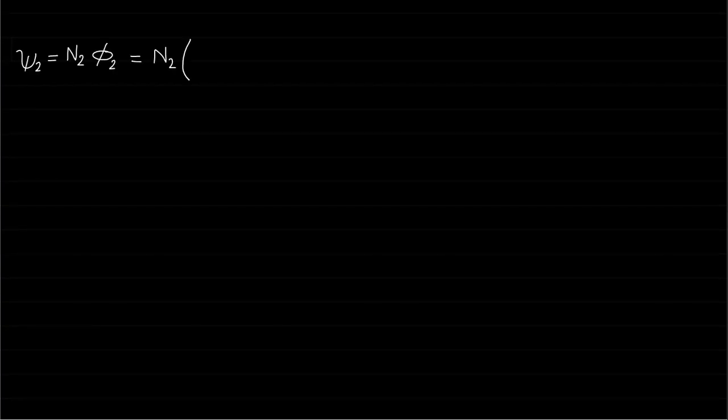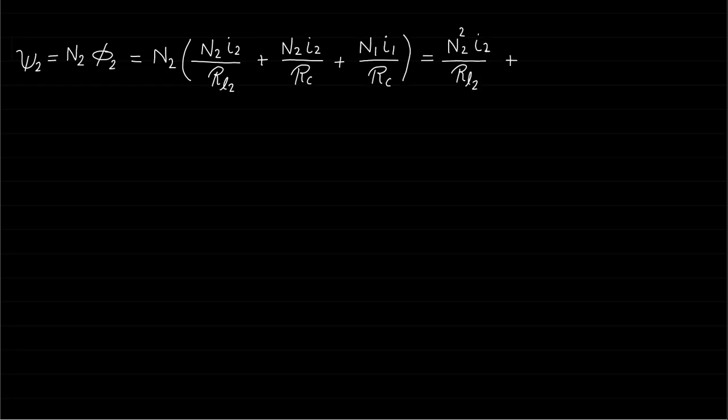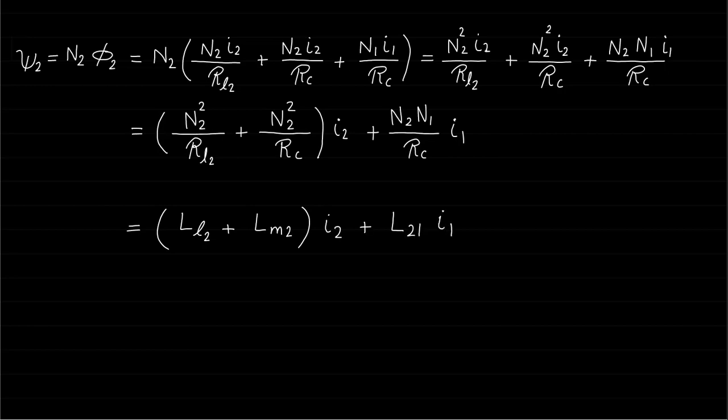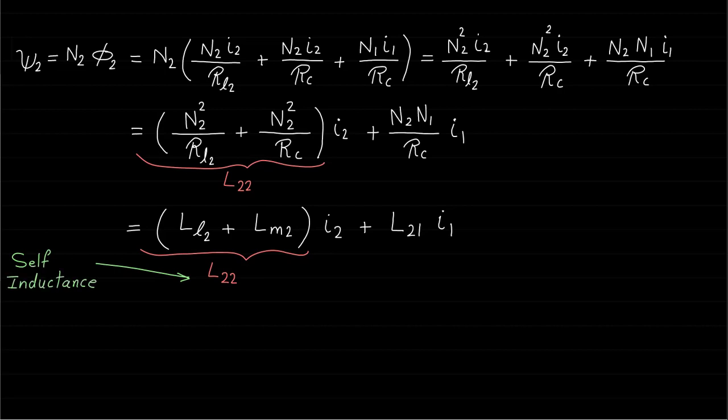Now let's discuss and analyze the magnetic field linkage psi 2. After substituting the magnetic field phi 2, the magnetic field linkage psi 2 will be equal to the following. The first term of the magnetic field linkage psi 2 represents the self-inductance of coil 2 and can be denoted by L22, and it is equal to the leakage inductance LL2 plus the magnetizing inductance LM2.